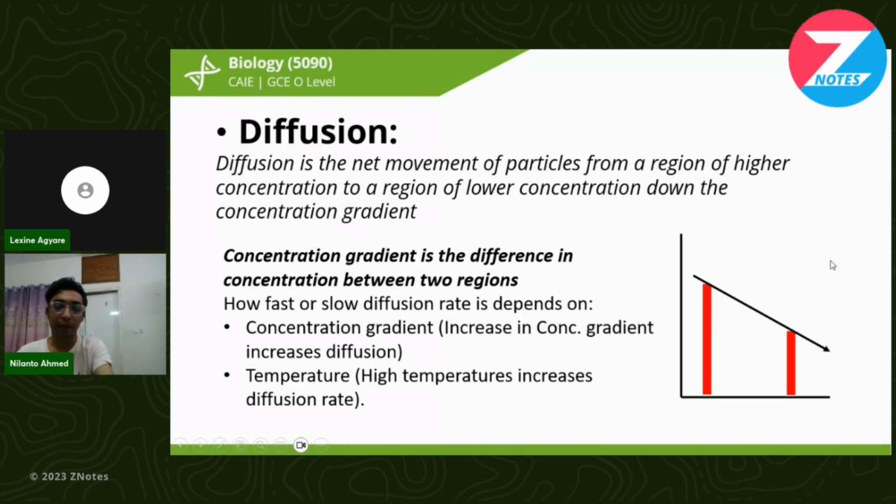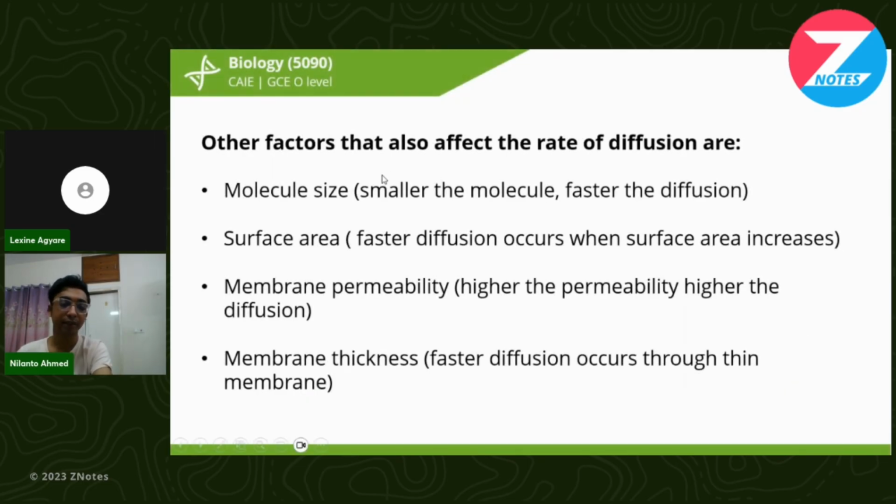Now, diffusion is affected by some other factors also, such as molecular size. The smaller the molecule, the faster the diffusion. And then the surface area: faster diffusion occurs when surface area increases. For example, in root hair cells, the surface area is really large. Therefore, diffusion of water and other mineral ions occurs at a faster rate through the membrane of the roots.